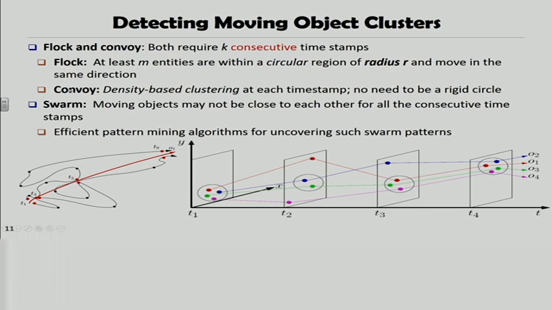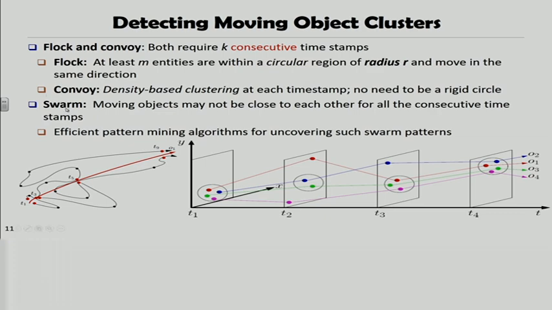Okay, because for a convoy, if you take any snapshots, they are together. But for a swarm, you take snapshots at certain times, they may be very far apart, so you cannot find patterns. But if you count when they are together at a certain portion of the snapshots, you will say they are moving together. So this is a swarm.